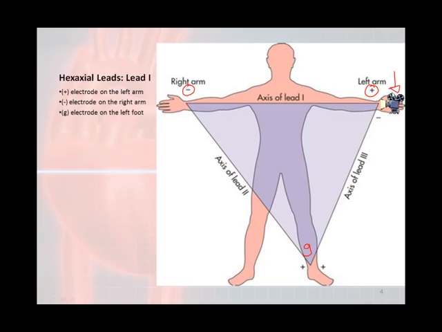But you have to have a destination. So the camera is always looking from the positive electrode to the negative electrode. So in this case, you're actually looking from the left arm over to the right arm.